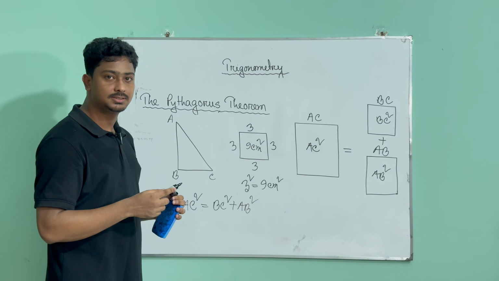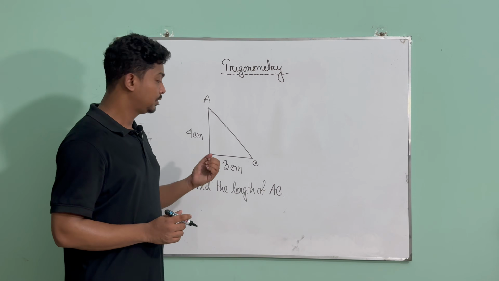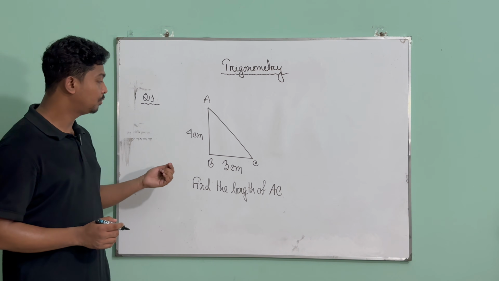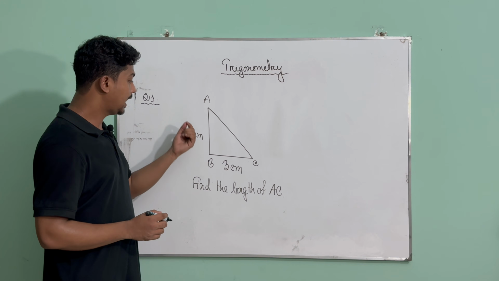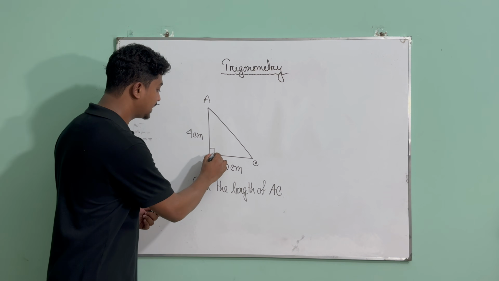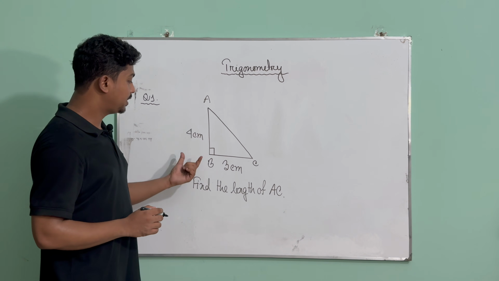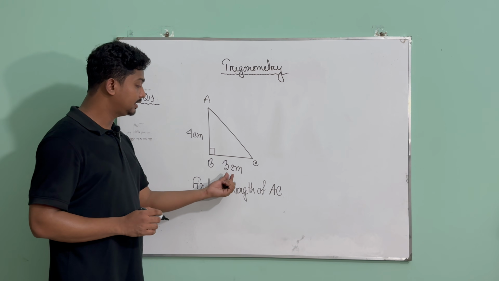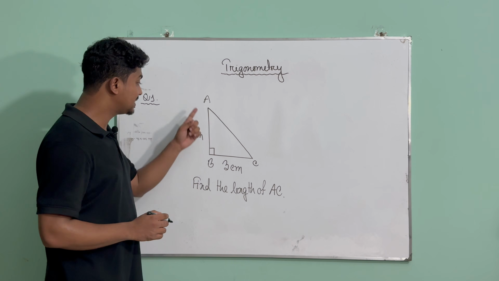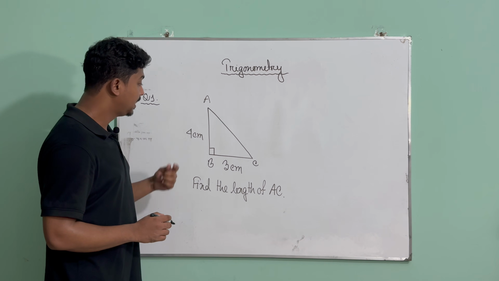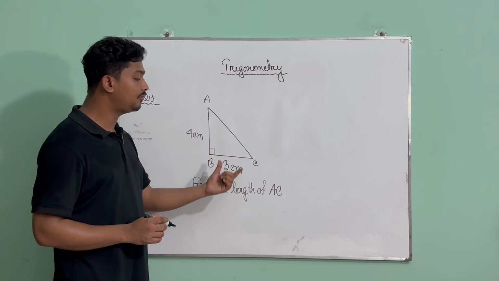Now let's solve some maths. So this is our math number 1, where we have a right angle triangle, and in this right angle triangle, this angle is 90 degrees. What we are given is side BC, the length is 3 centimeters, and side AB, the length is 4 centimeters. And we are asked to find the length of AC.